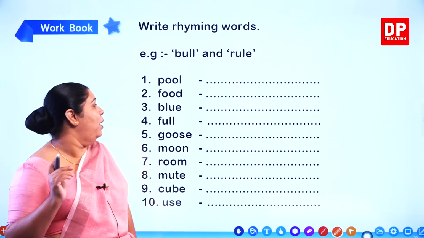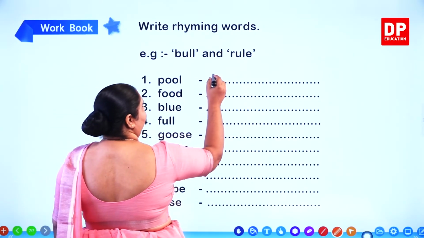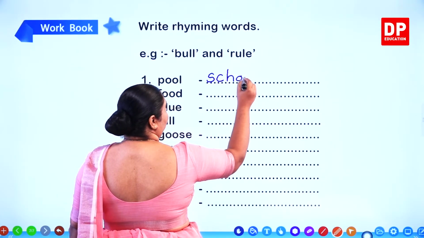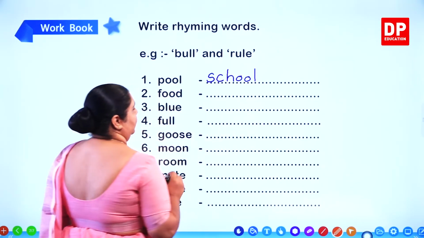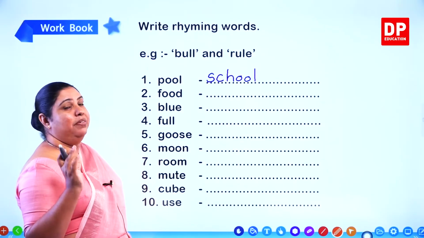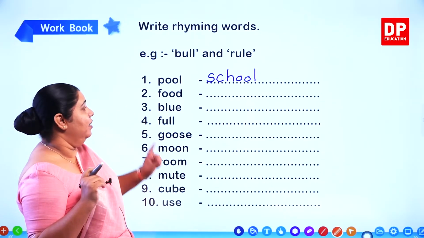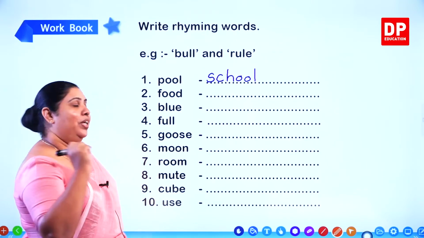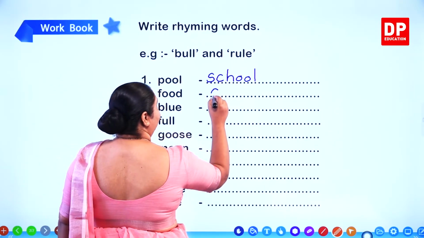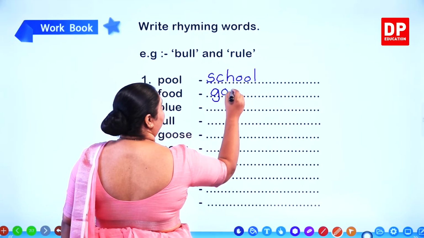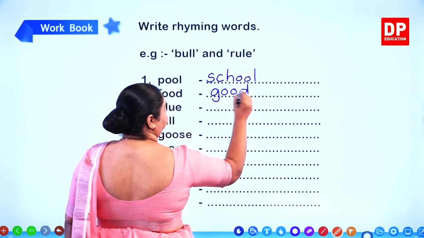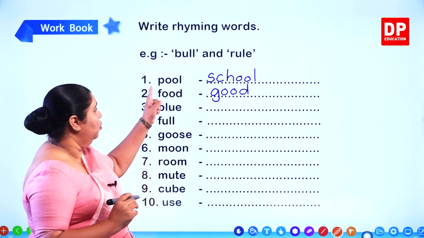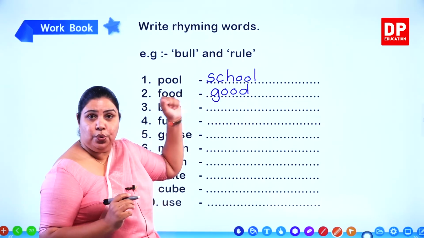School. How about the word school? We can write school. Pool and school are rhyming words. ඒ දෙකම ඇහෙන්නේ එකම විදියට පුතේ. Next one, food. Food and good. Food. අපිට පුළුවන් good කියන word එක ගන්න. Food rhymes with good. Pool rhymes with school.